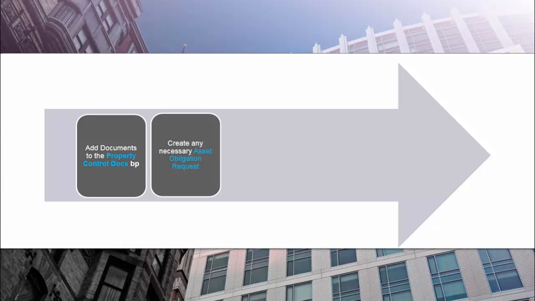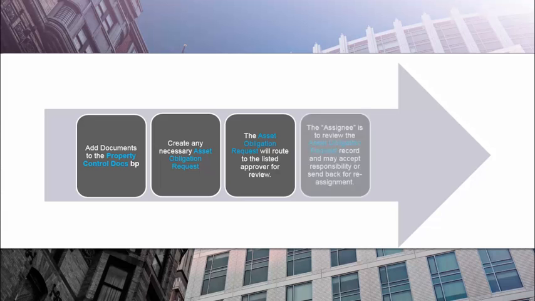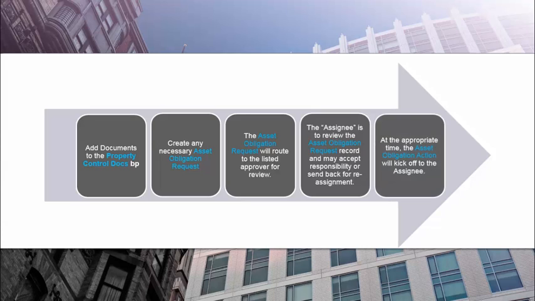Next, we'll create any necessary asset obligation requests. The asset obligation request will then route to the listed approver for review. The assignee is to review the asset obligation request record and may accept responsibility or send it back for reassignment. At the appropriate time, the asset obligation action record will kick off to the assignee.